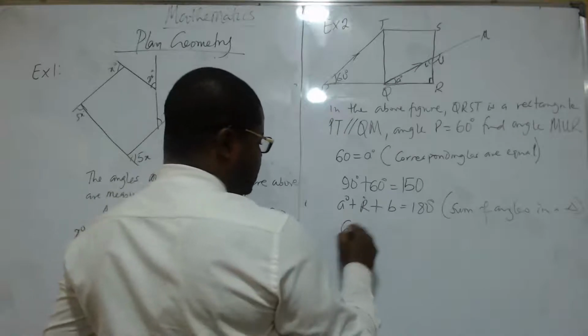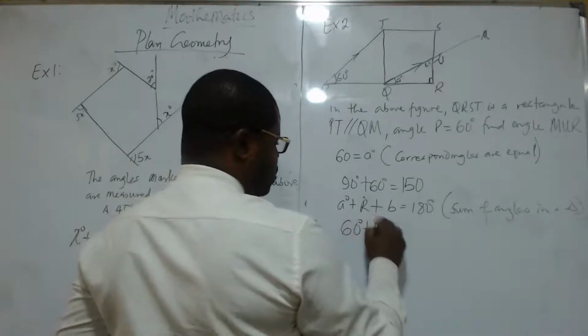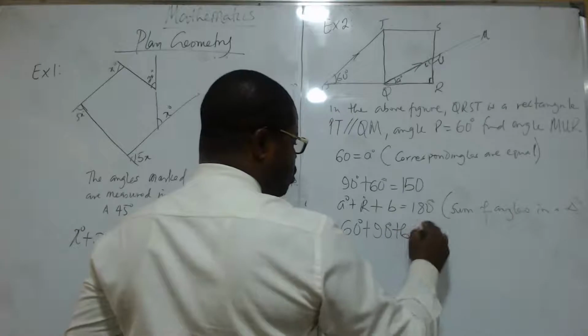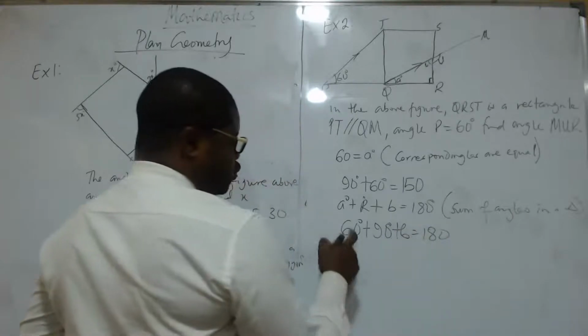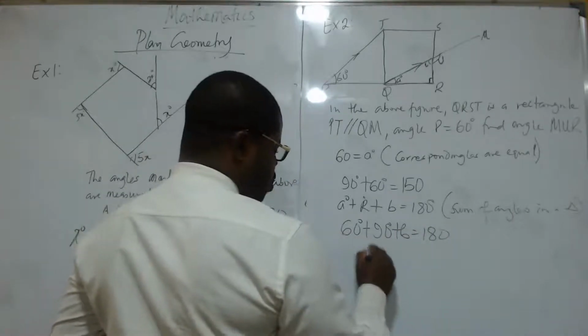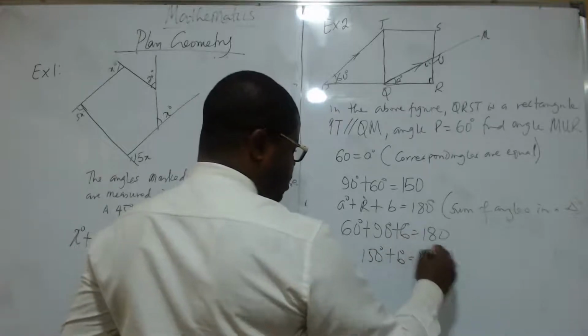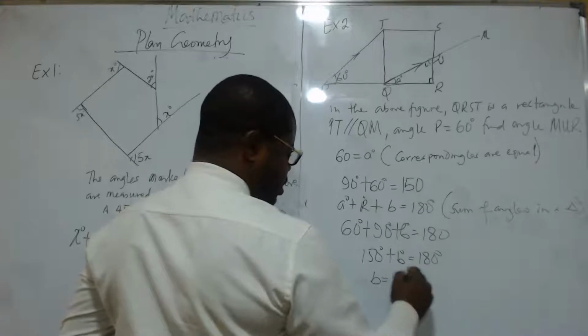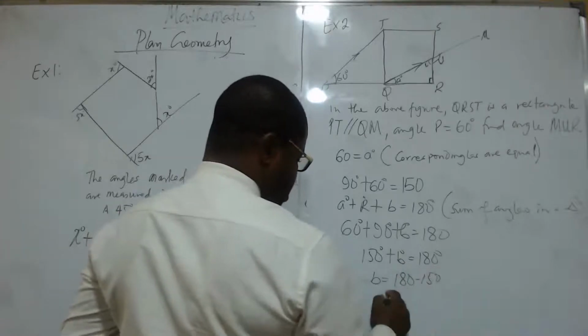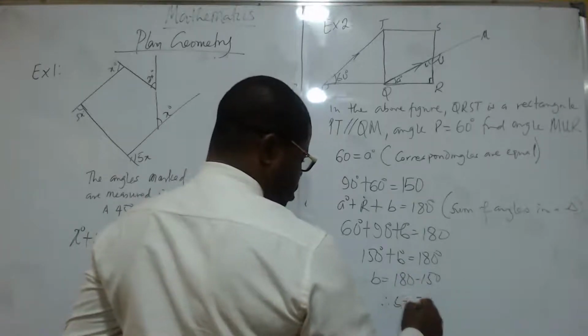Our A is 60. Our R is 90. Our B we don't know, and the sum equals 180. So this plus this will give us 150 plus B equals 180. So B now becomes 180 minus 150. Therefore, our B is 30 degrees.